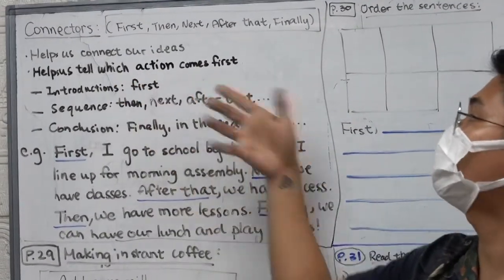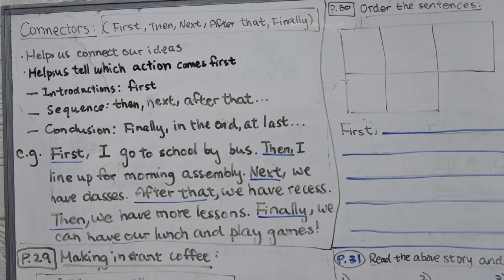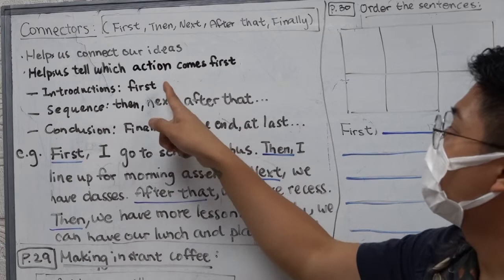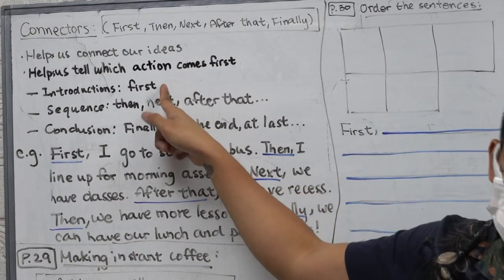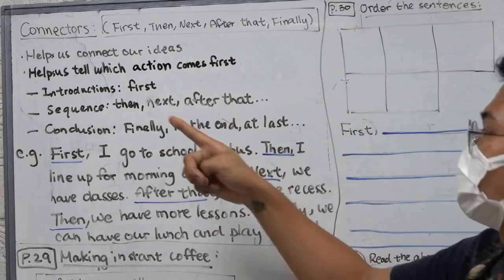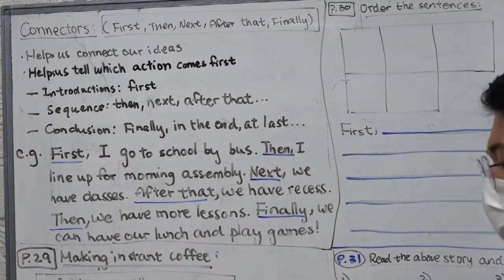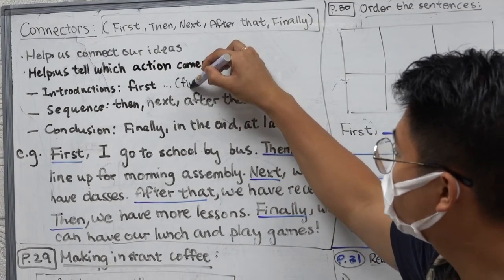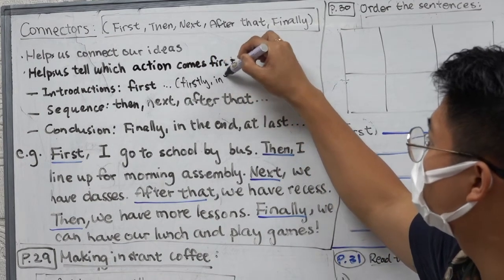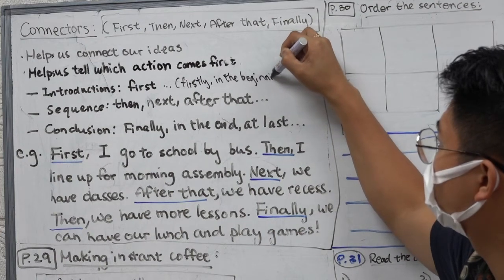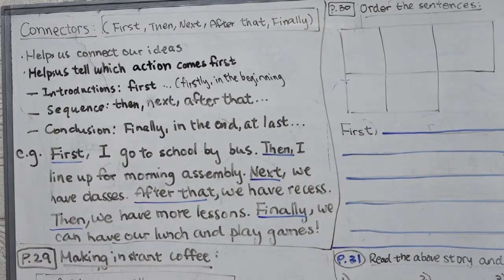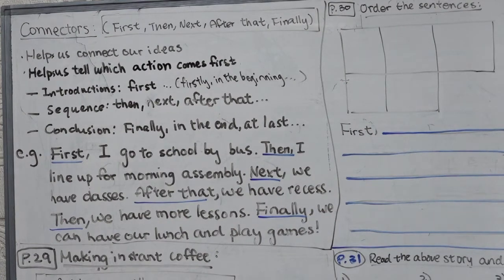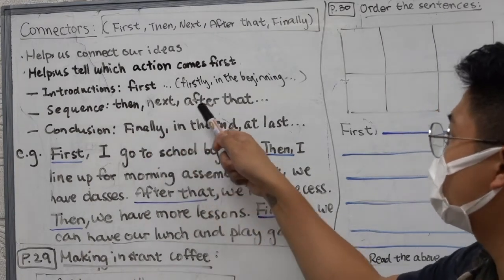Now it also helps us to tell which actions come first. Now remember that, okay? Because the order can help us understand how to do things, right? So the instructions are, for example, first you do this, second you do that, and then after that, finally. These are instructions. So for the first part, the introductions, we will use words like first. You can also use firstly, or you can also use in the beginning. These are just other words that you can use. Now we will keep our attention on first for the introductions. And then for the sequence or the order, we have then, next, after that, so on and so forth.